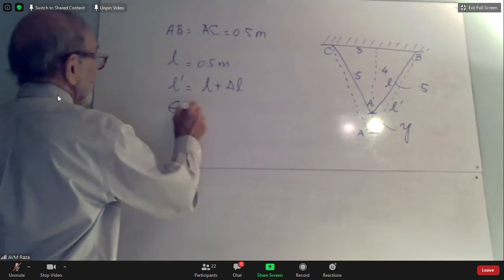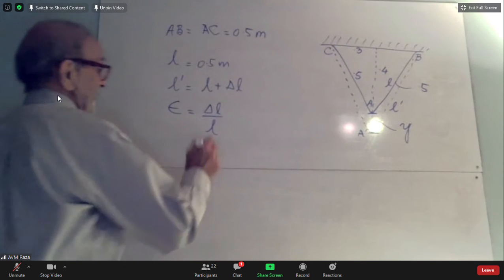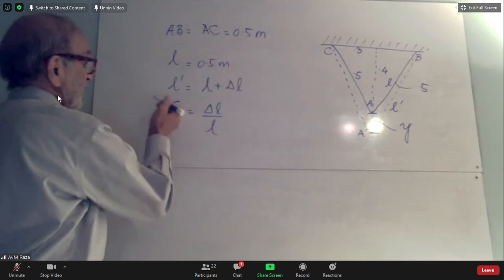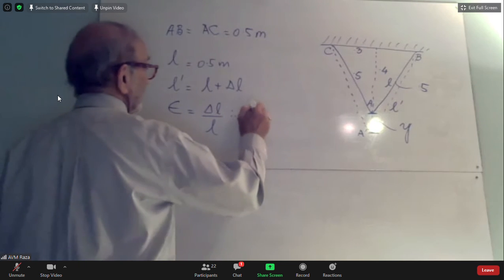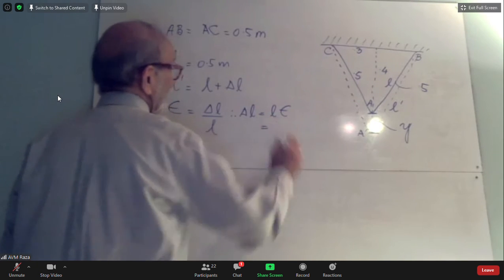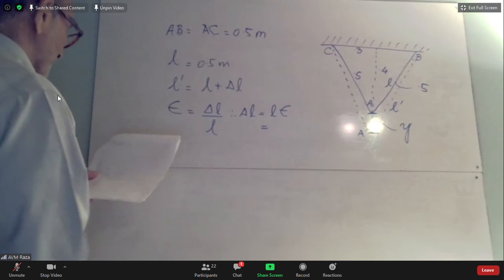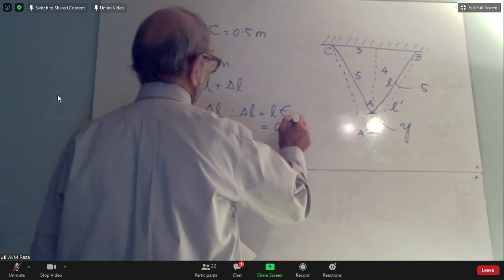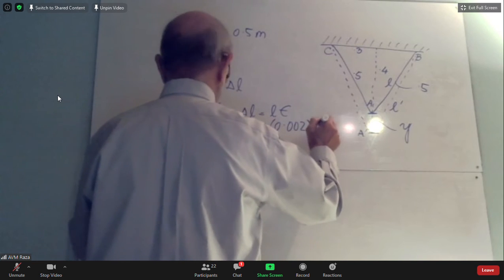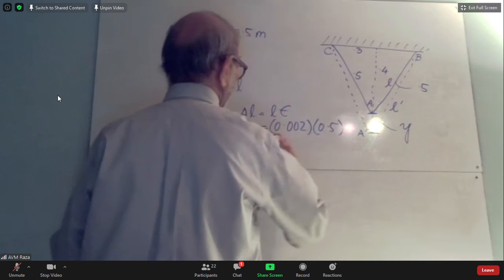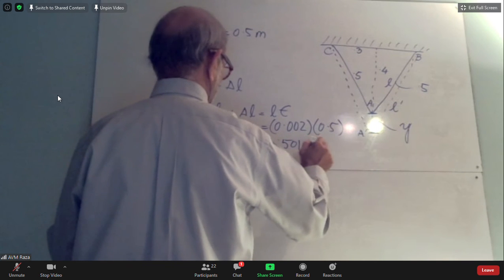And what is given to us is epsilon is equal to delta L over L. L we know, L is 0.5, epsilon is given 0.002, therefore we can find delta L from here. Therefore, delta L is equal to L times epsilon, which is 0.002 times the length, which is 0.5, and this comes out to 0.501 meters.